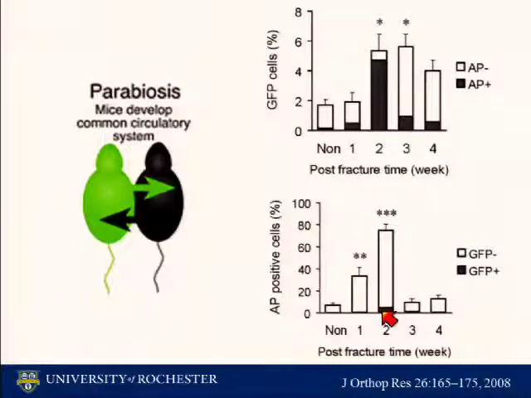So the question really out there is how do circulating cells influence repair? One of the concepts that has come out is that they may actually secrete factors or bring other types of characteristics into the local environment to help drive this.